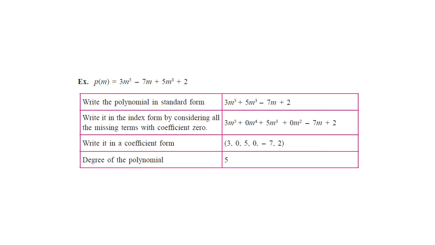Now, this is known as the index form of the polynomial. Now suppose we want to write this polynomial in coefficient form. Then we will write it as 3, 0, 5, 0, minus 7, 2. And if you observe the polynomial carefully, only one variable is present in the polynomial and the highest power is 5. Therefore, the degree of the polynomial is 5.